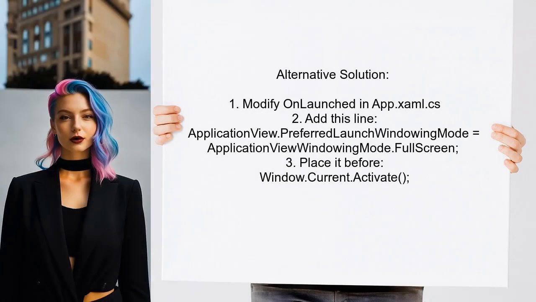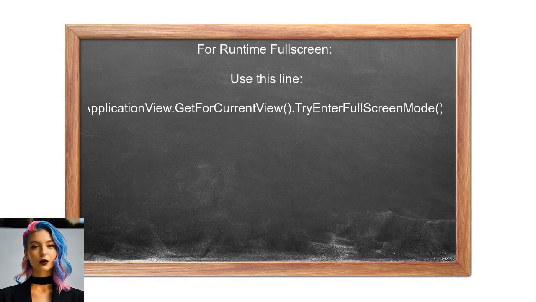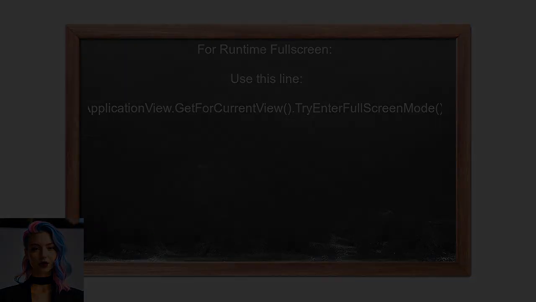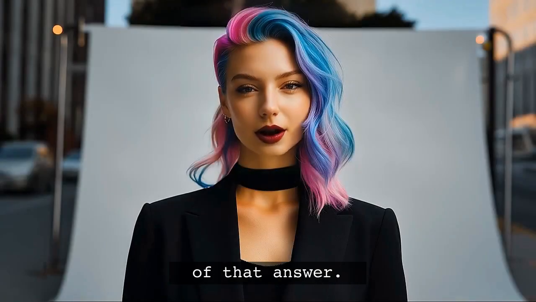An alternative solution provided by another user involves modifying the OnLaunched event in your App.xaml.cs file. They suggest adding the line ApplicationView.PreferredLaunchWindowingMode = ApplicationViewWindowingMode.FullScreen. This should be placed before the line that activates the window. For runtime full screen, the user recommends using ApplicationView.GetForCurrentView().TryEnterFullScreenMode. This allows the app to enter full screen mode while it is running. That's the end of that answer.